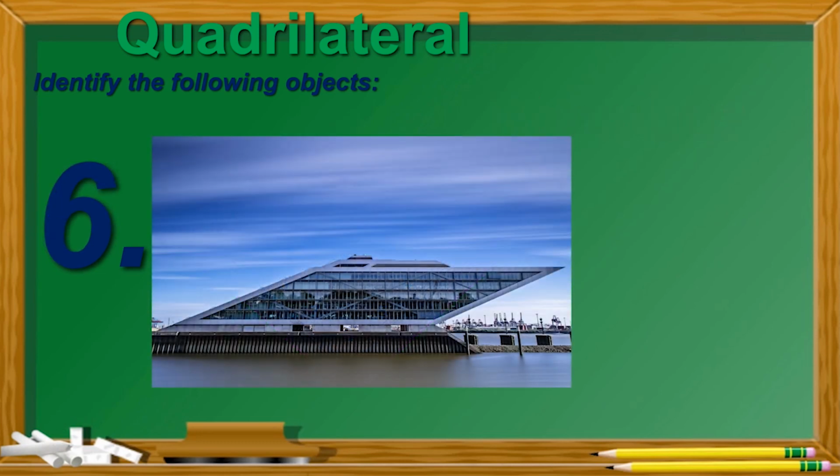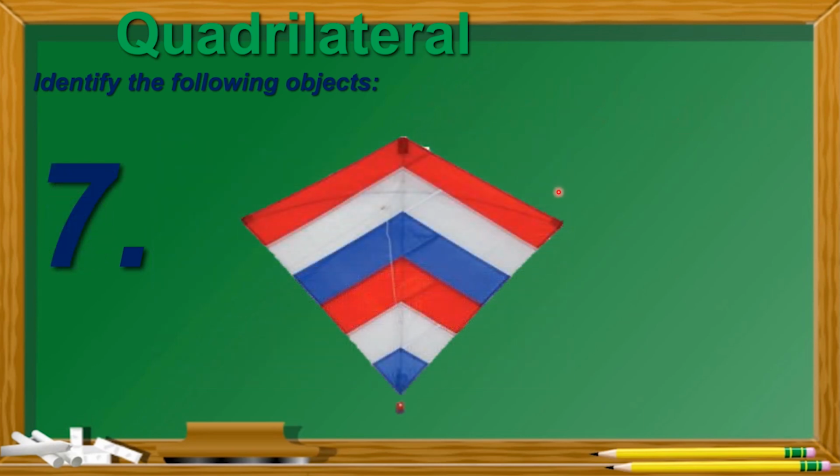Number 6. What is this? A house. What shape is that? Parallelogram. Number 7. This one is very, very easy. What is this? A kite. Okay, that is a kite. The 2 sides that are next to each other are the same. So this one is the same, and then this one is the same. The length of the sides are the same. So that is a kite.